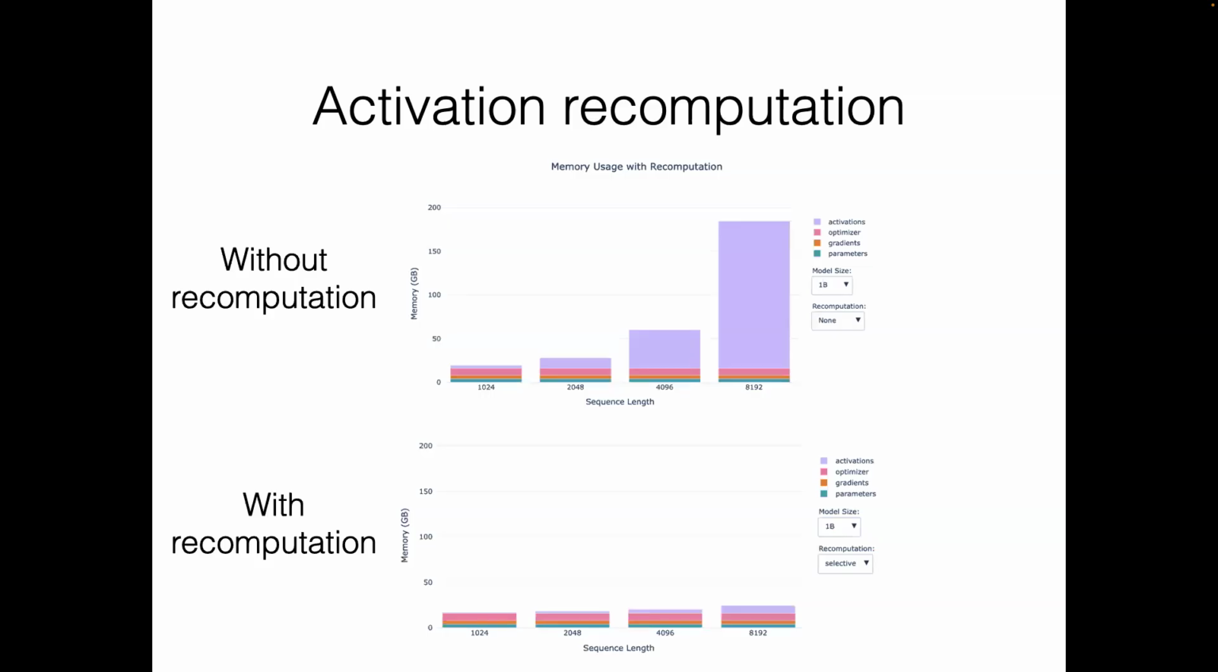So you can get these dramatic improvements in the amount of memory being used, or dramatic reductions. Here's without the recomputation or checkpointing, and here is with the recomputation. This is using a strategy called selective, so it's only keeping checkpoints at certain points. And now you can see it's fundamentally different than without it.